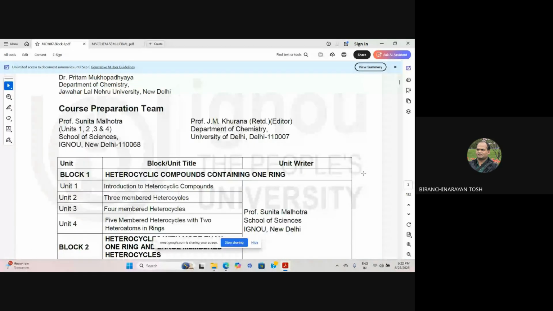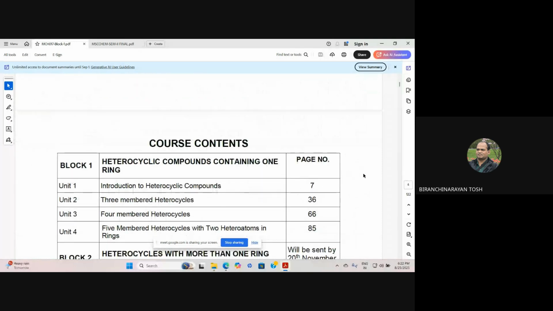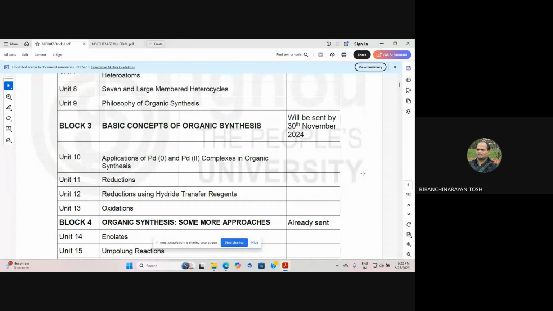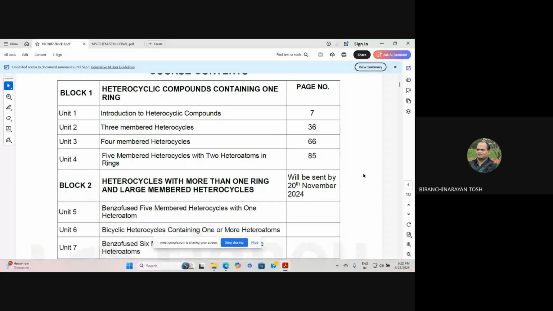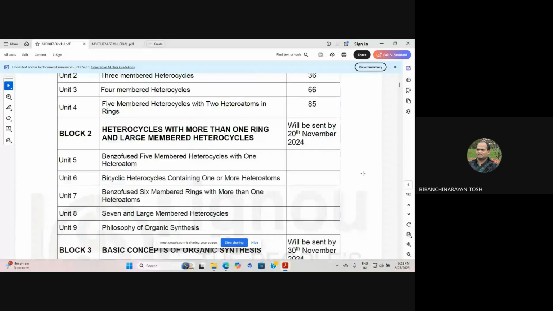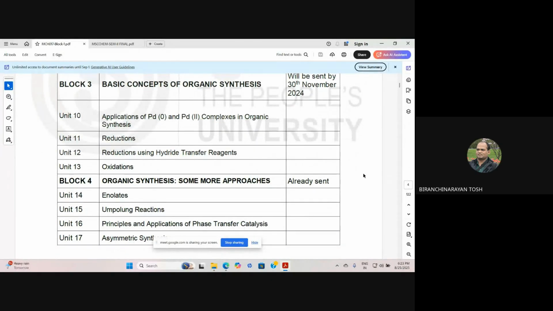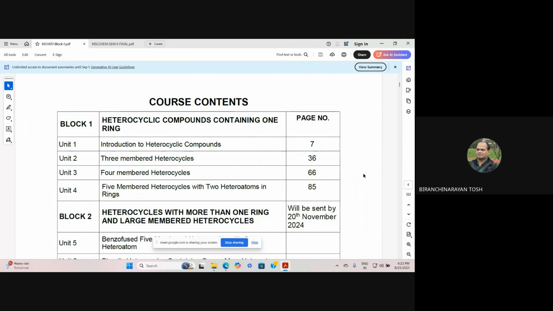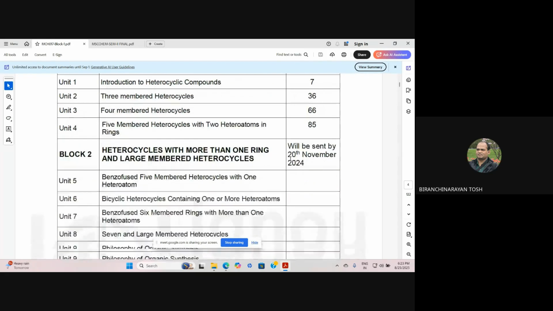So your organic chemistry part 2 mainly deals with the heterocyclic compounds. So far as your syllabus is concerned, it contains one ring and large-membered heterocyclics, more than one ring. Then the basic concept of organic synthesis and some more approaches on organic synthesis. So 4 blocks are there. I don't know how much we'll cover. Still, we'll start from the beginning, that is, introduction to heterocyclic compounds.